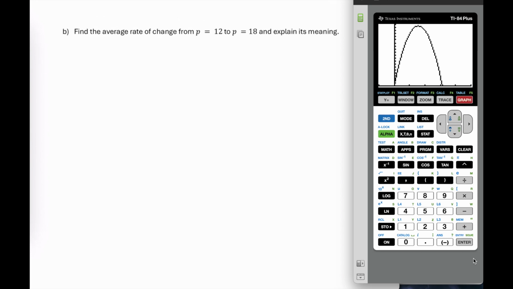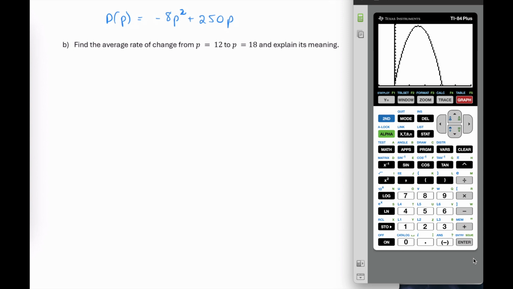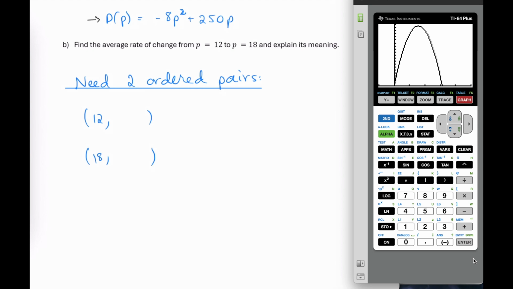In part B, we're asked to find the average rate of change from P is equal to 12 to P is equal to 18, and also explain its meaning. Let's recall our demand function was negative 8P squared plus 250P, and so if we're looking for the average rate of change between these two P values, what we're actually going to need to find is two ordered pairs where one of the ordered pairs has a p-value of 12 and the other ordered pair has a p-value of 18. Notice that ordered pairs with this demand function are going to be of the form where the independent variable is p and the dependent variable is the corresponding demand associated with that price.